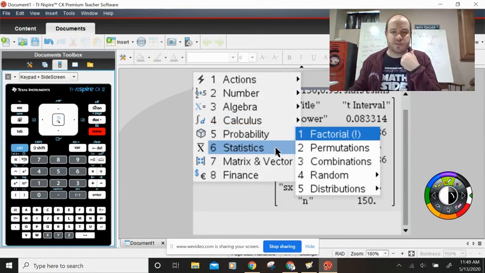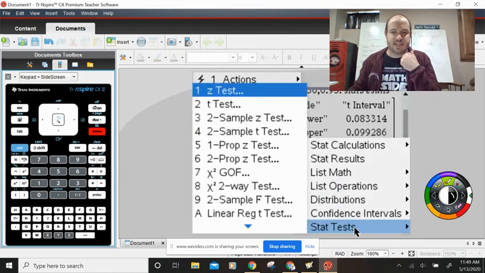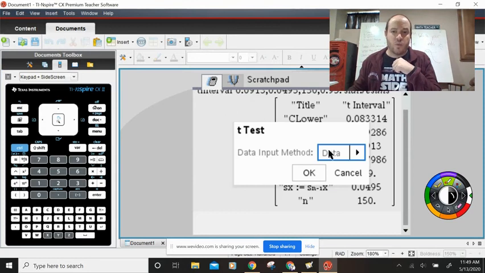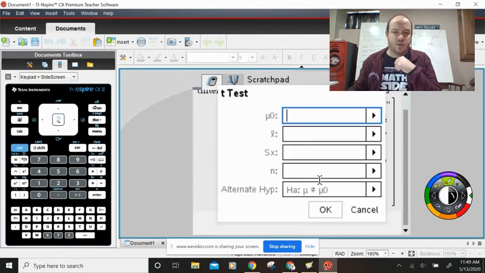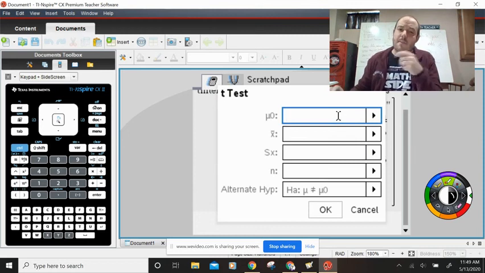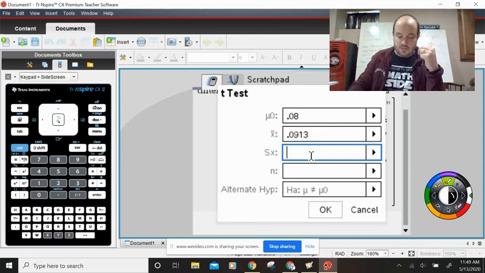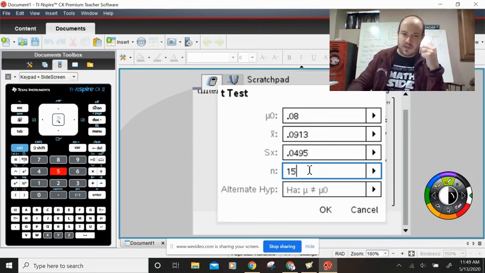We'll go to statistics, go down to your stats test. We've already declared this is a t-test for means, all right? We have the stats, not the data. We'll hit OK here. And remember, the mu-naught here is the number we are using in our null and alternative hypothesis. So in this case, that's our 0.08. The mean is from our actual sample. That's our 0.0913. The standard deviation is also from our sample, which is 0.0495. And our sample size was 150.